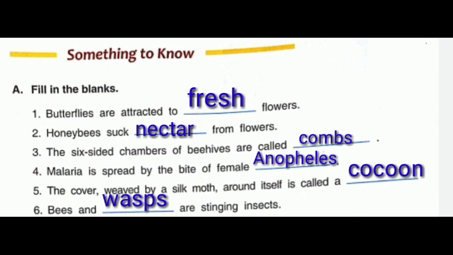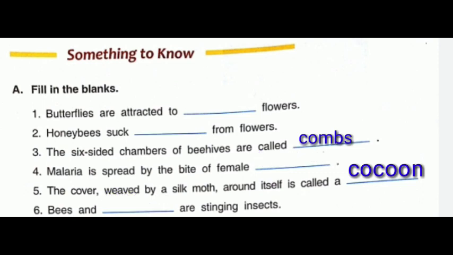Third, the six-sided chambers of beehives are called dash. Answer is combs. Fourth, malaria is spread by the bite of female dash. So it is female Anopheles. Next, fifth, the cover weaved by a silk moth around itself is called a dash. And the answer is cocoon. Bees and wasps are stinging insects. So you'll get this in the example of the stinging insects. So bees and wasps both are stinging insects.